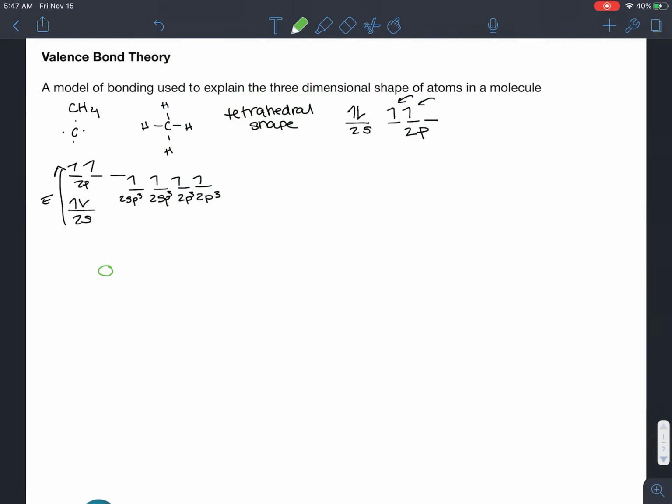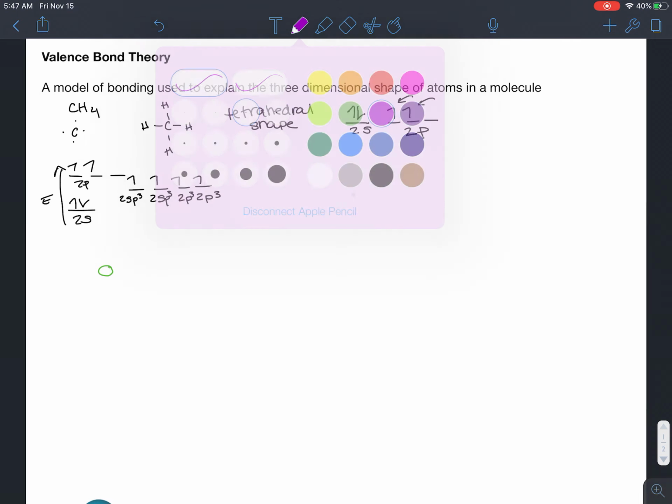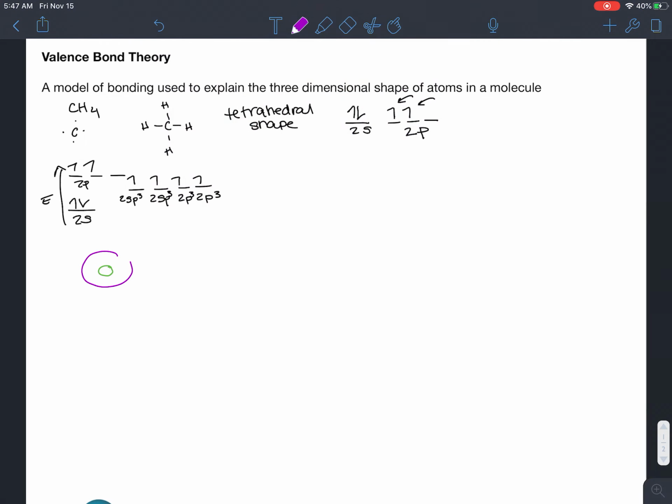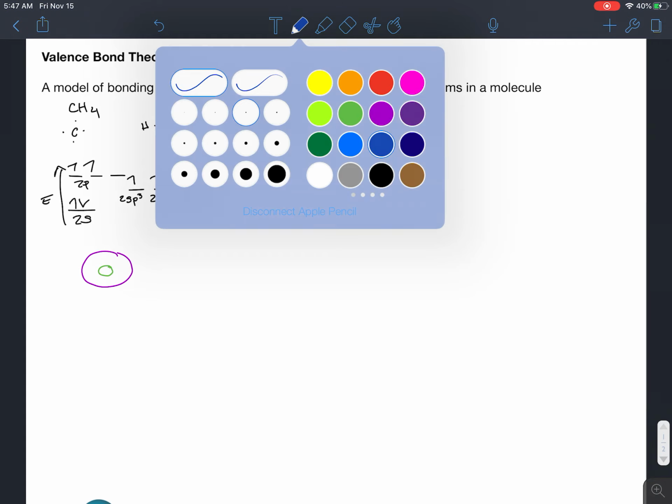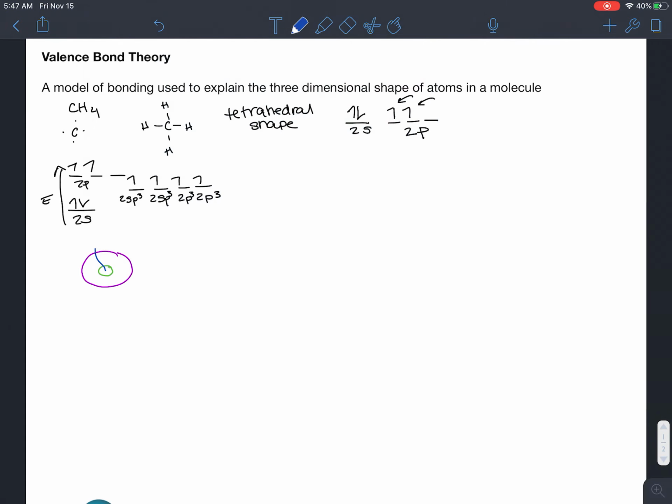Remember that a 1s orbital, let's do it in a different color, is a sphere. And then the 2s orbital is also a sphere, but it's larger. And then you have your p orbitals. You have your py, your px, your pz. So the overlap allows the electrons to pair 4 hydrogens with the carbon.